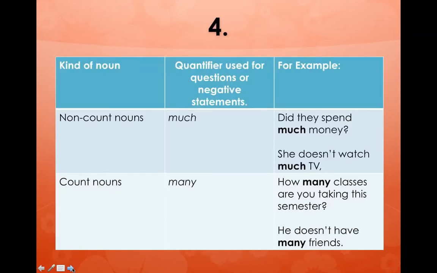So I'll say, with non-count nouns, a question: did they spend much money? Or with a negative statement: she doesn't watch much TV. Count nouns, I use many for a question: how many classes are you taking this semester? Or for a negative statement: he doesn't have many friends.